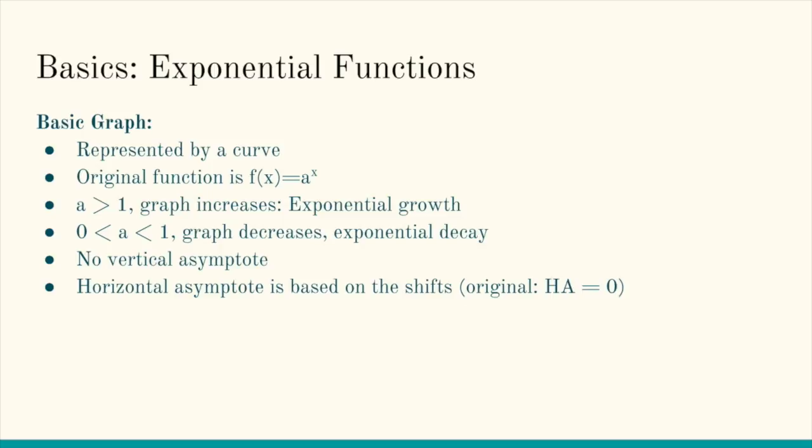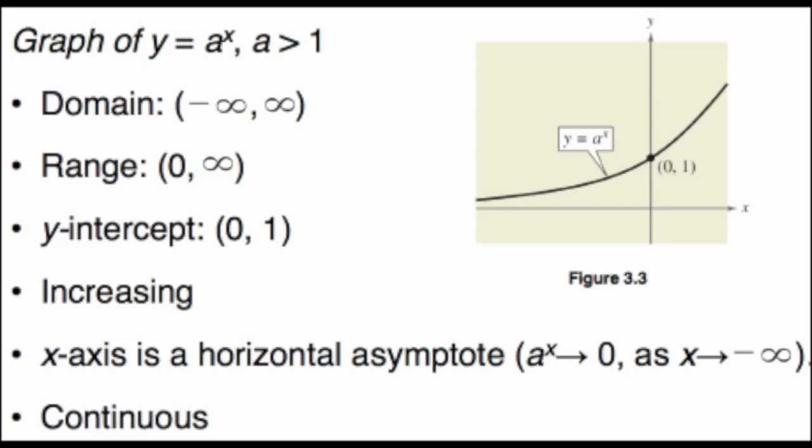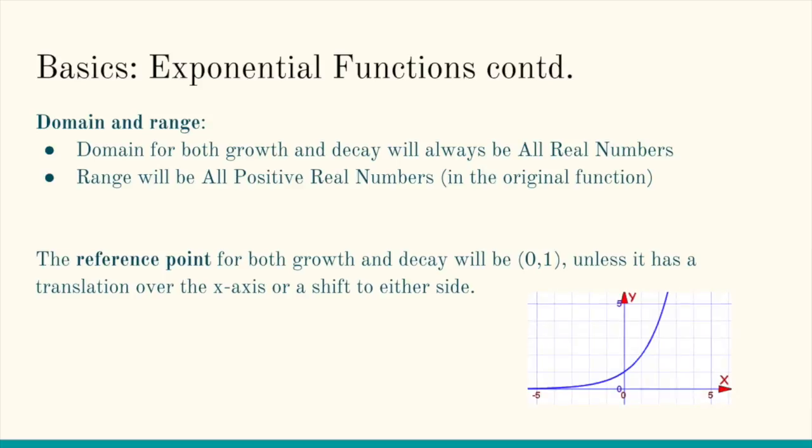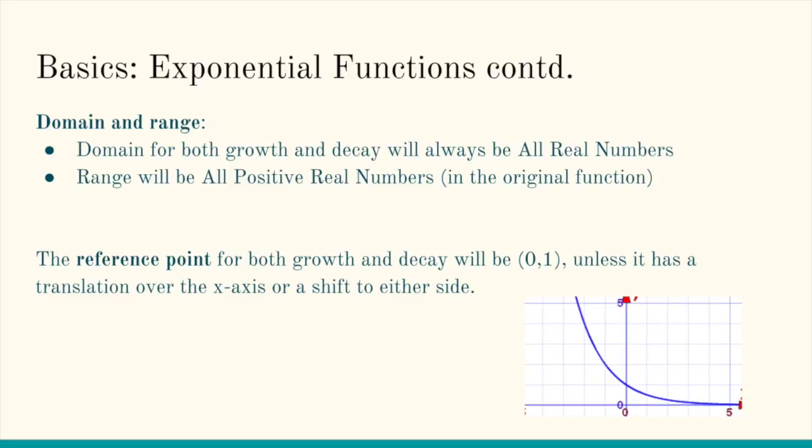The original function always has a horizontal asymptote of 0, but with a shift up or down, the horizontal asymptote is the value that was moved vertically. The domain for both growth and decay will always be all real numbers, but the range will be all positive real numbers in the original function. The reference point for both growth and decay will be (0, 1), unless it has a translation over the x-axis or a shift to either side.